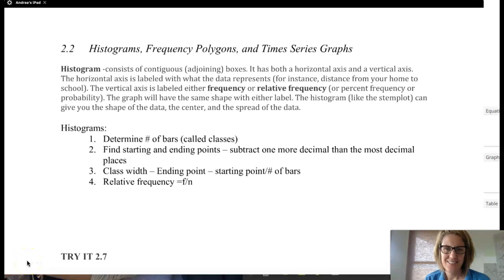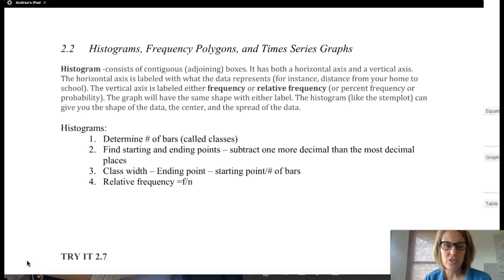Okay, in section 2.2, we're going to talk about histograms, frequency polygons, and time series graphs. Okay, so histograms are very similar to the bar charts we talked about in the last section.